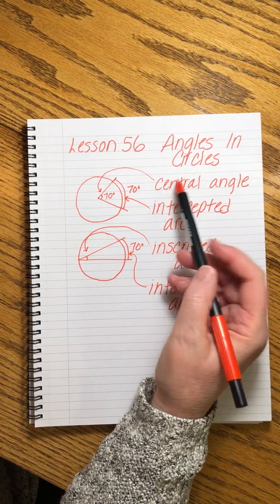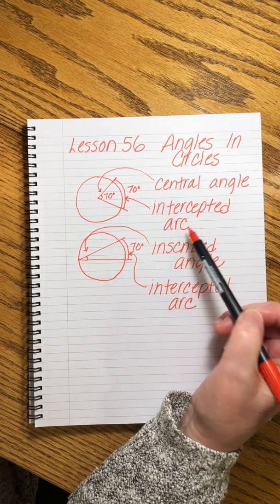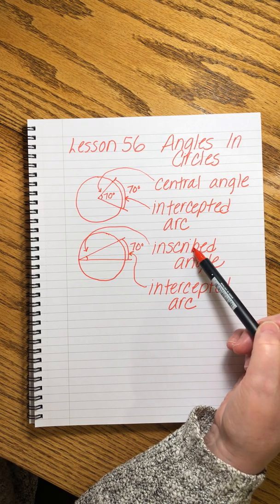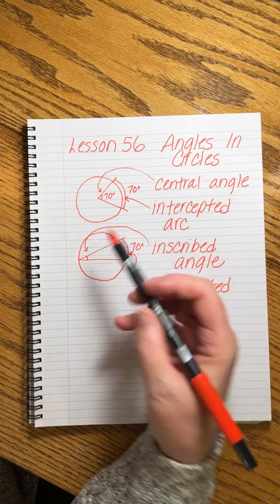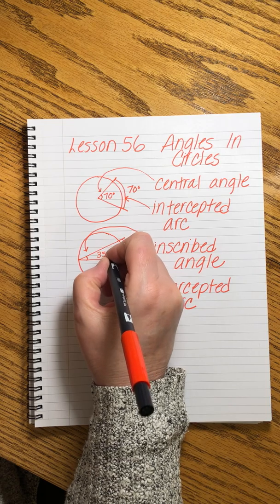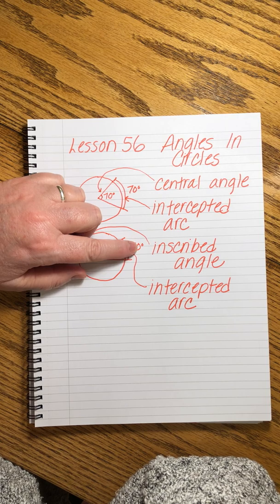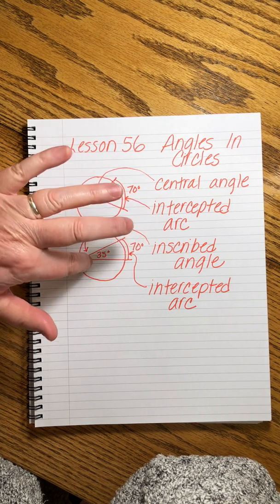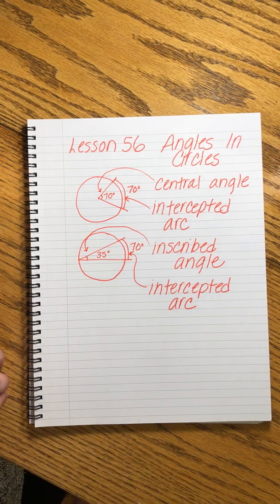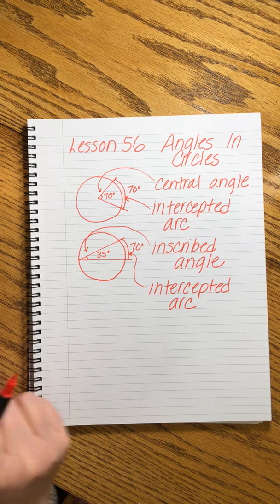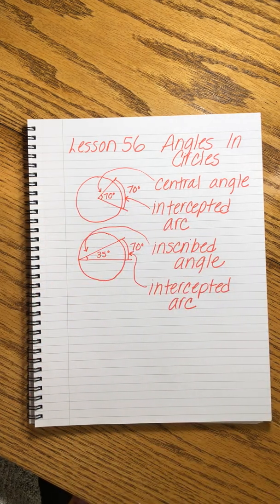Now, here's the thing. When we had a central angle, the measure of the angle was the same as the intercepted arc. When we have an inscribed angle, it doesn't match like that. This is not 70 degrees. What this is, is 35 degrees. The angle is half the size of the arc, or if you want to say it the other way, the arc is twice as big as the angle. Interesting, right? I think we've talked about this before. So this is a different kind of relationship than this, right?